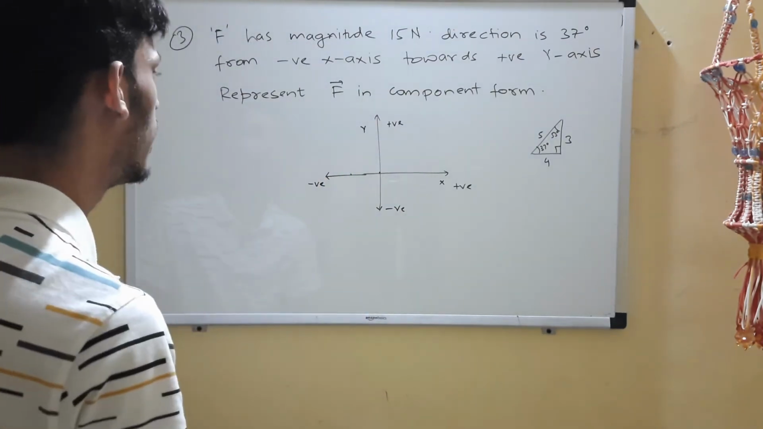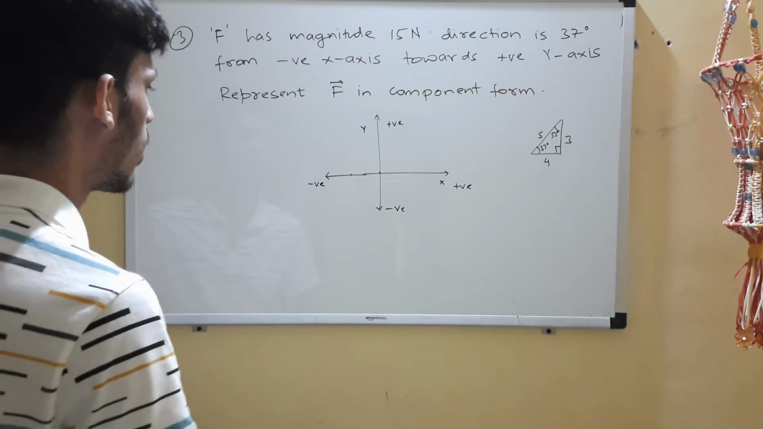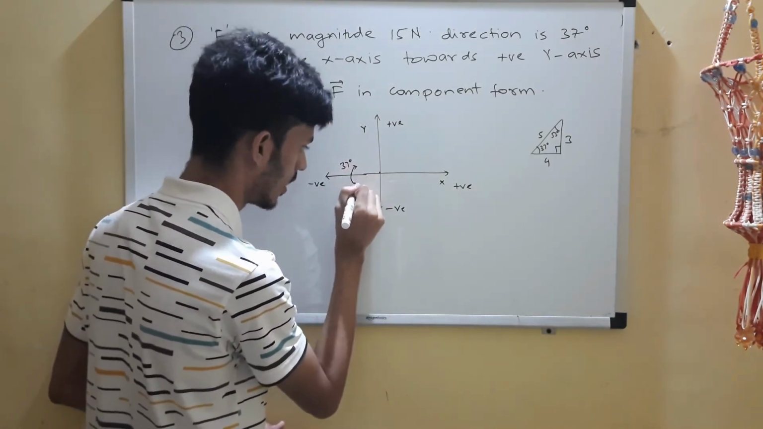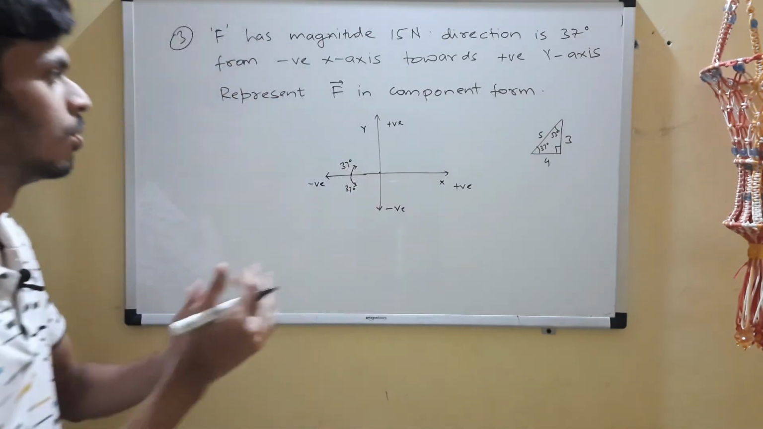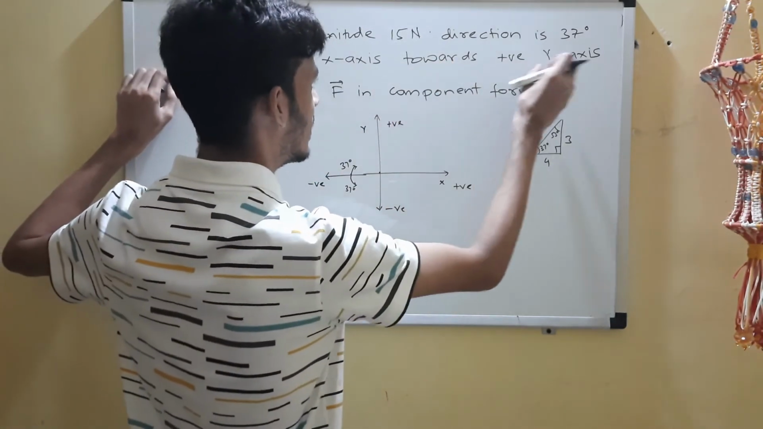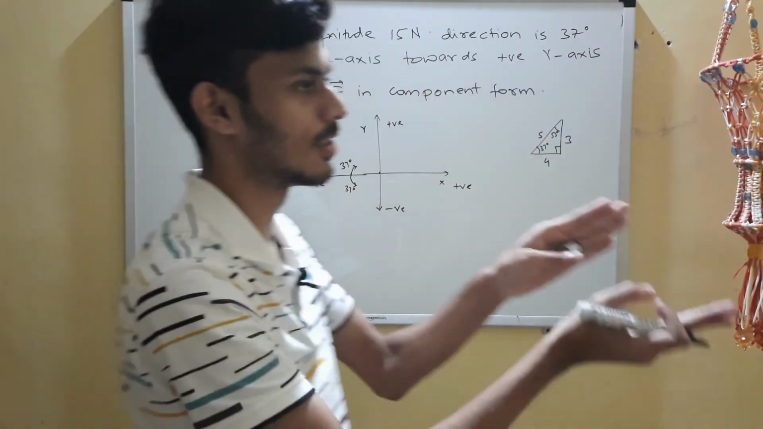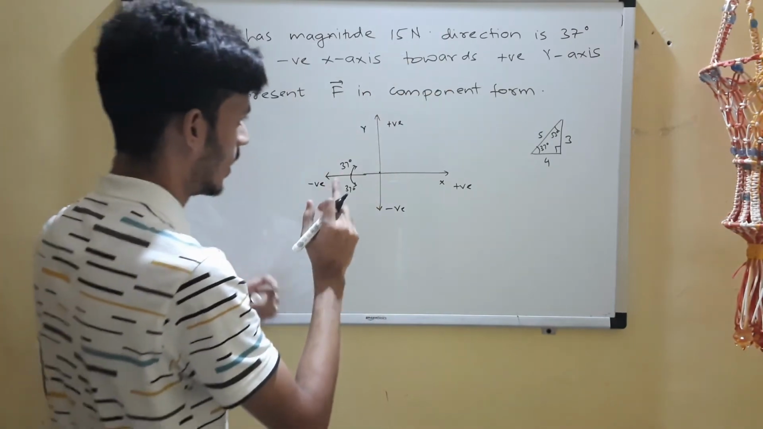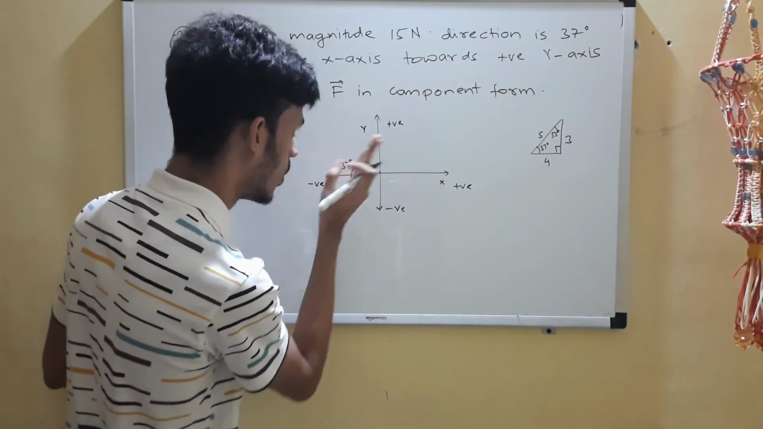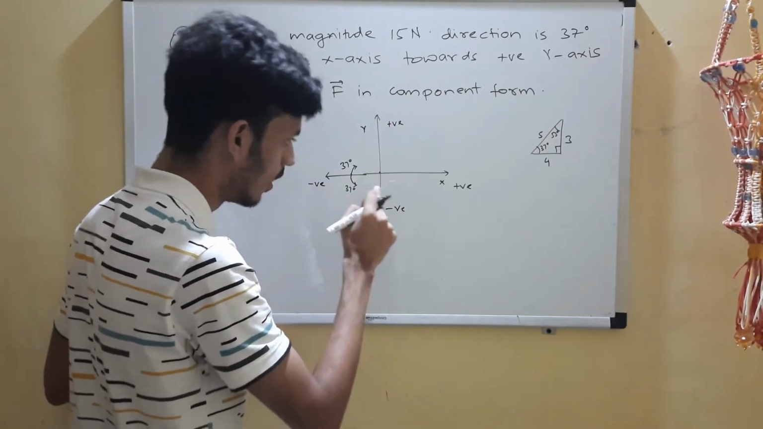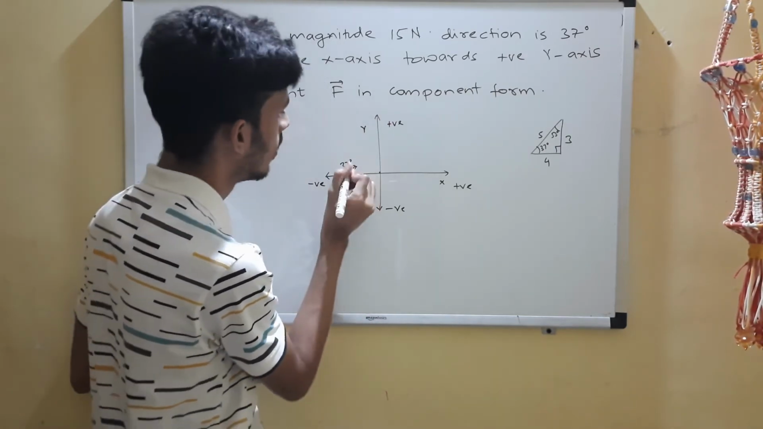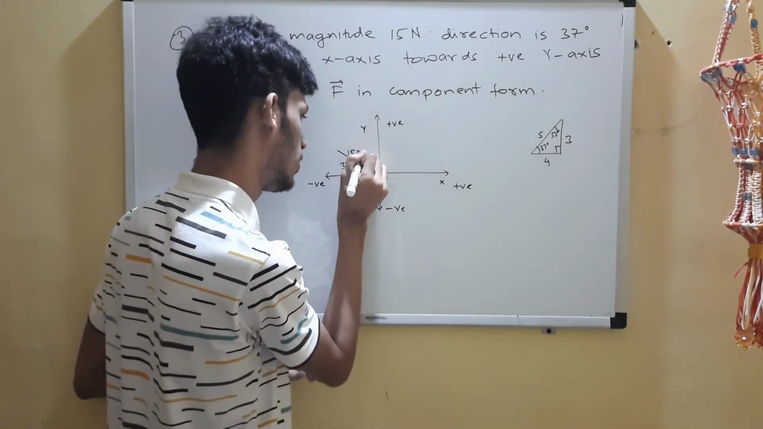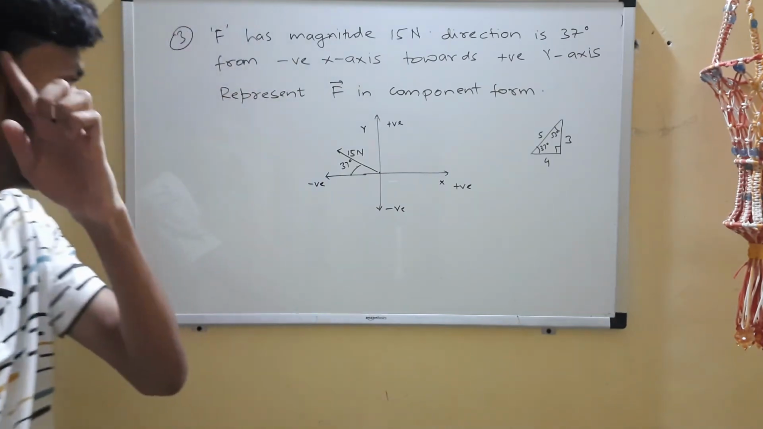So 37 degrees from negative x-axis, either this direction or the downward direction. Who knows, the question says towards the positive y-axis. So the upward or the downward, which one will you choose? The upward one, right? That one is towards the positive y-axis. This is going towards the negative y-axis. So this is discarded and you draw the vector somewhat like this. So this is 15 newtons, the magnitude is 15 newtons.